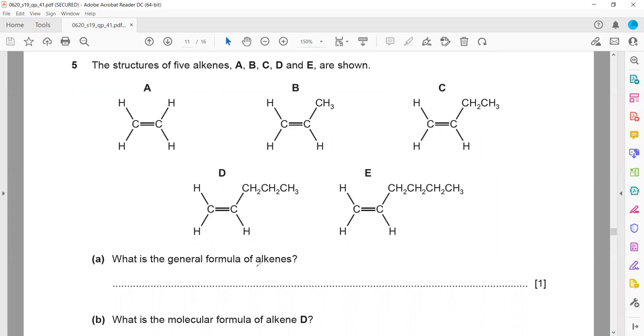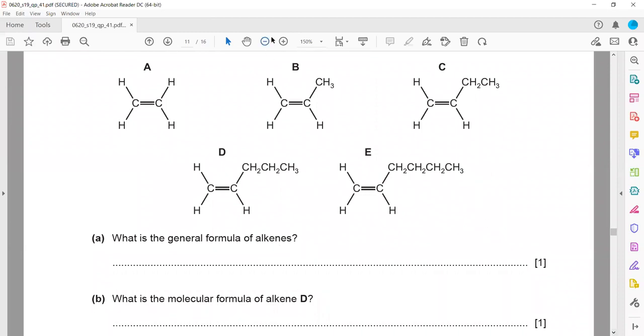The general formula of alkenes: they always contain a number of hydrogens that is twice the number of carbons. So if it is Cn, then H should be 2n. Then part B, deduce the molecular formula of alkene D. Molecular formula means the actual number of atoms. So when we check the structure, 1, 2, 3, 4, and 5 carbon.